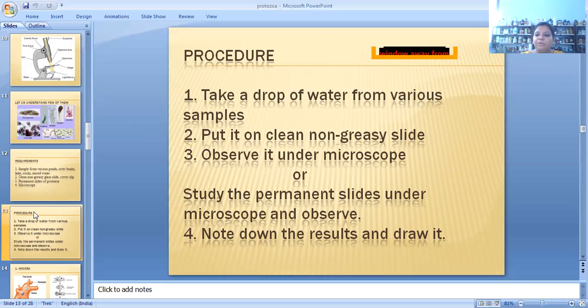Now, how do you observe the permanent slides? Permanent slides can be observed with the help of the microscope, of course. You have to place the permanent slide on the stage of the microscope, and then do the fine and coarse adjustments, focus, and then observe. After observation, we need to draw and conclude what all things we have observed.